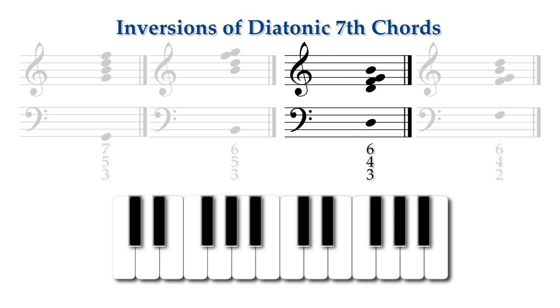A seventh chord with the fifth in the bass will have the figures 6, 4, 3. In this case, the 6 points to the third of the chord, the 4 points to the root of the chord, and the 3 points to the seventh of the chord. This is second inversion.